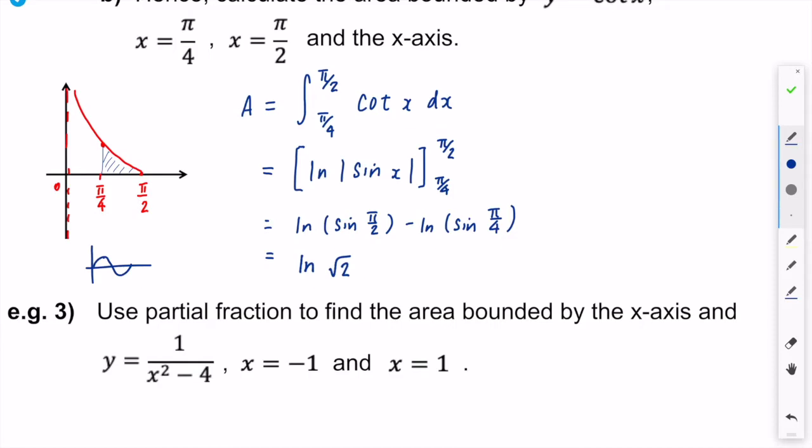If you decide to work out this value, it is approximately equal to 0.347, rounded to 3 significant figures.